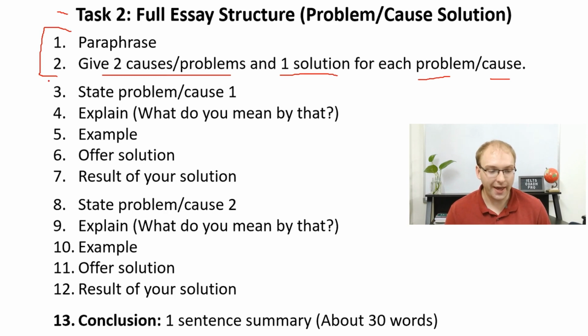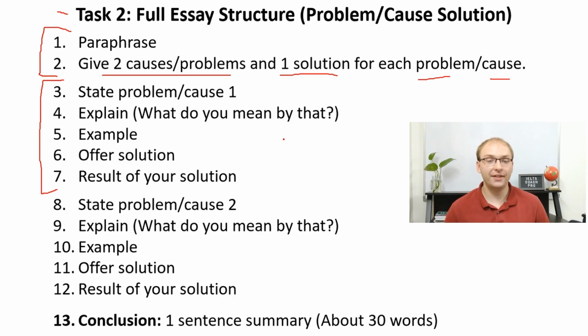When we look at body paragraph number 1, in these types of questions, it actually has 5 parts. So the first thing we need to do is state problem or cause number 1. Then we need to explain what we mean by that. Then we need to give an example of this problem or this cause. Then we need to offer a solution, which we've already put in our thesis, but we need to explain it here as well.